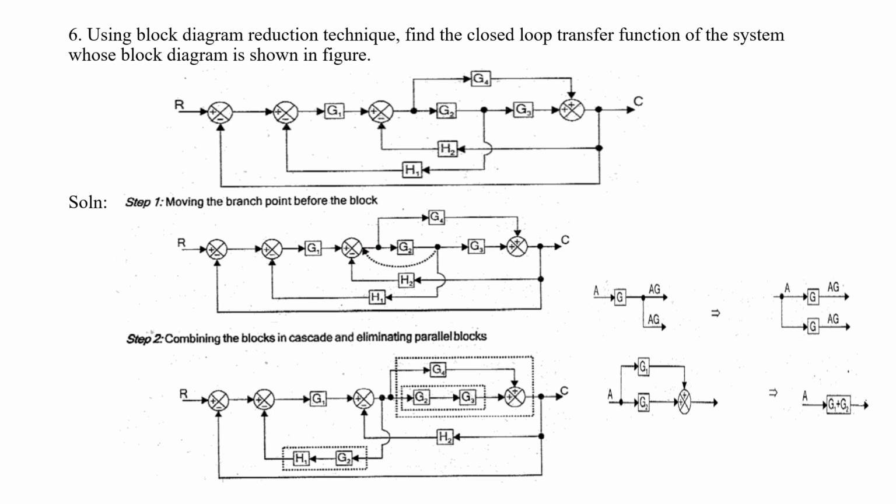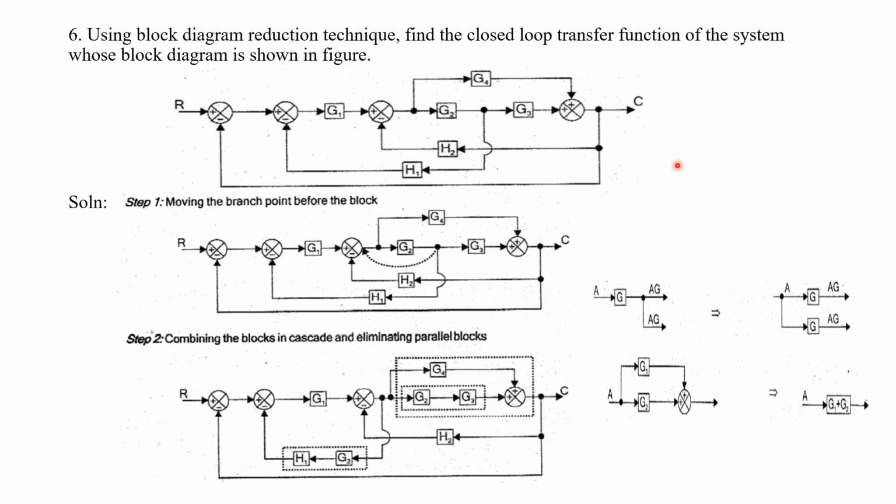Next, this is another problem. Using the block diagram reduction technique, find the closed loop transfer function of the system whose block diagram is given below. Here one block diagram is given, similar to the previous problems. We are going to reduce this block diagram using the block diagram reduction technique and find the transfer function of the system. So this is the given block diagram.